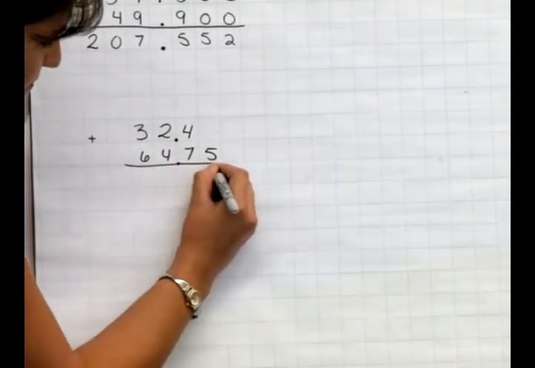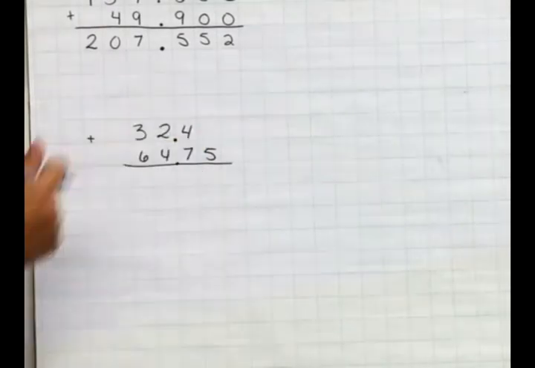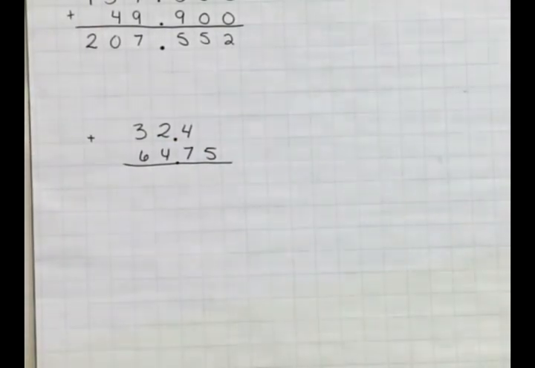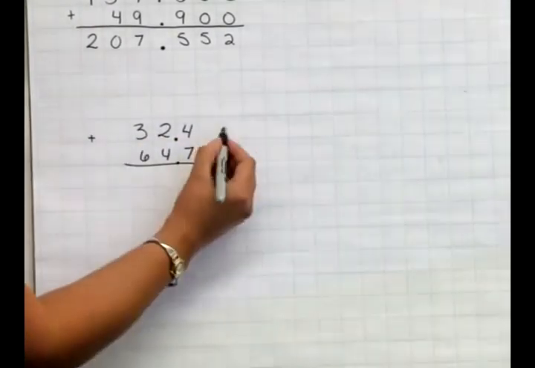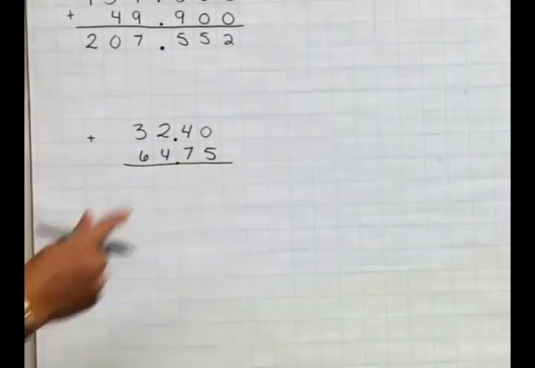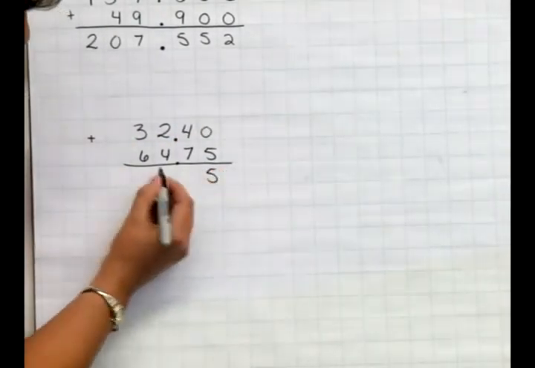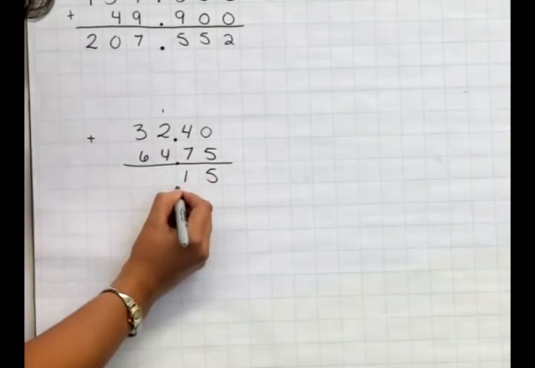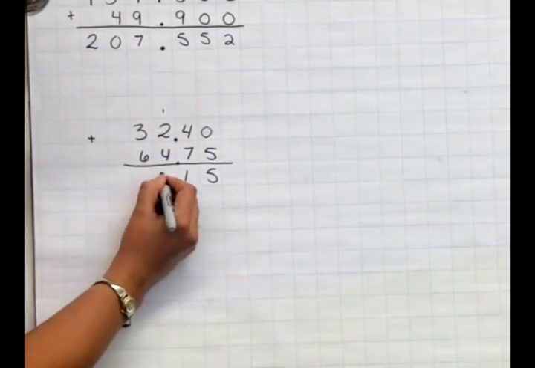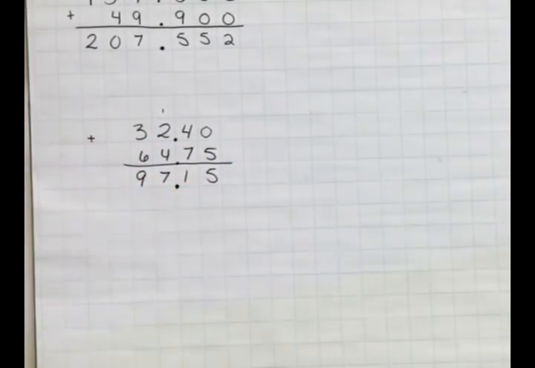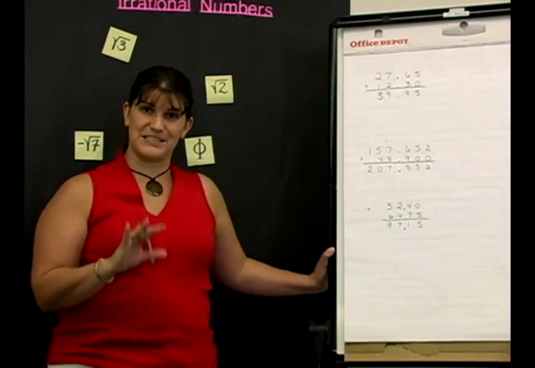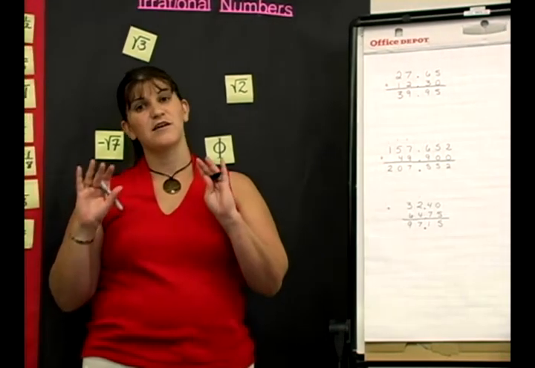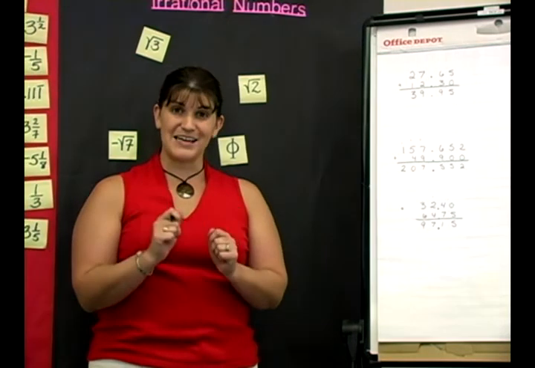64.75. In this case, there's a space on top. That's okay. It's the same process. We just add a 0 there. 0 plus 5. Don't forget that decimal. So when we add decimals, the most important rule to remember is to line up the decimals.